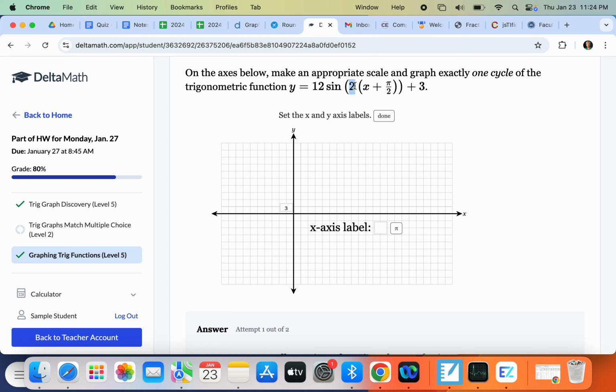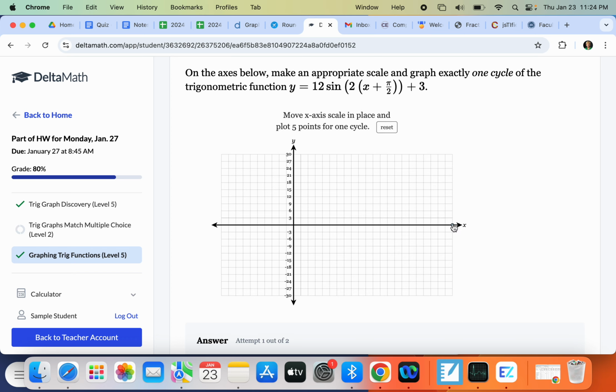All right, so the period is 2 pi over 2, so the period is pi. So I'll click done. And this is the key. You've got to make sure that you count out the right amount, which is pi. But you're not going to start from 0. You're going to start from negative pi over 2. So it might be good to write some of this down. I'm starting back at negative pi over 2.